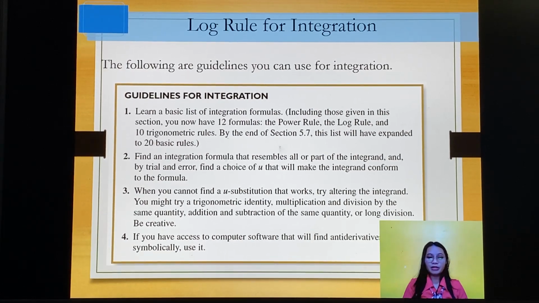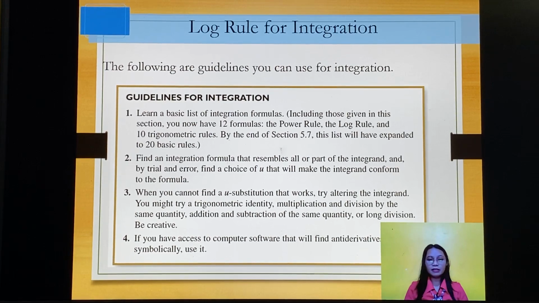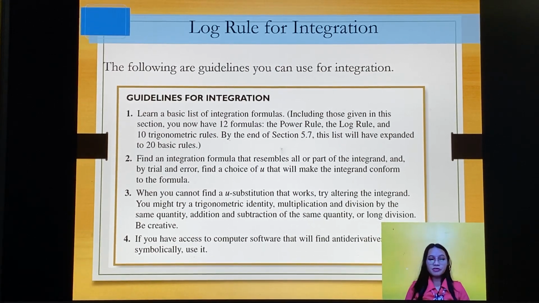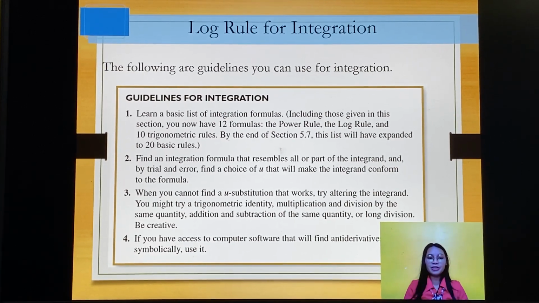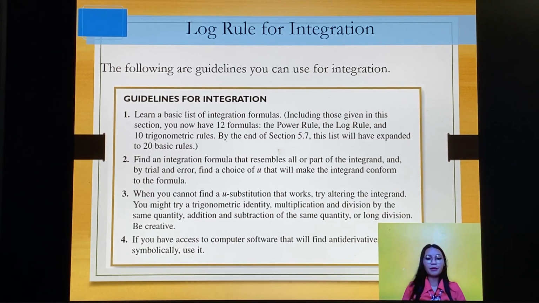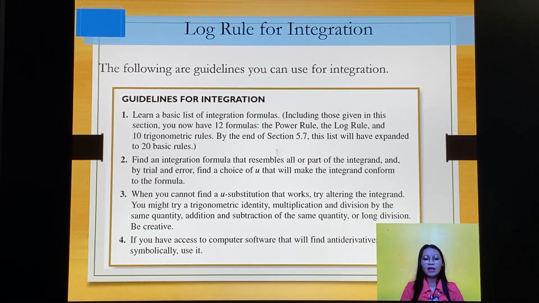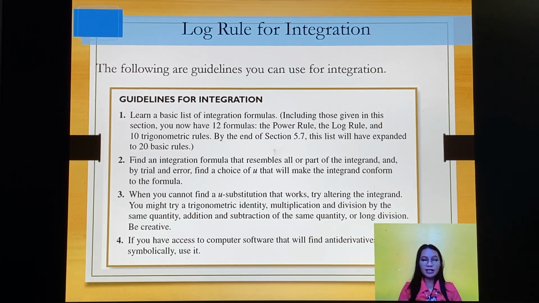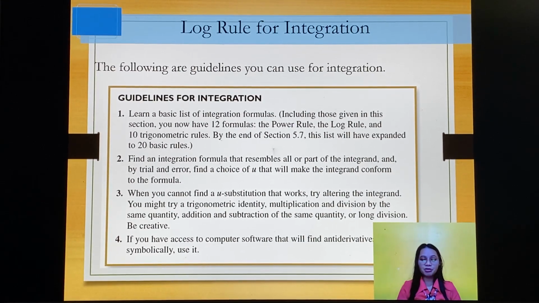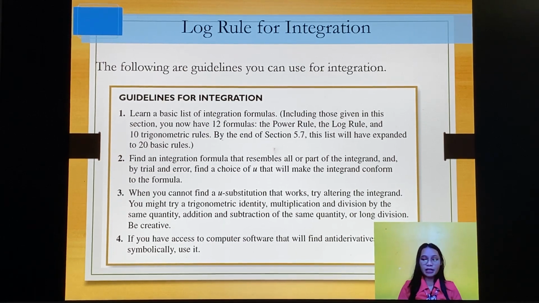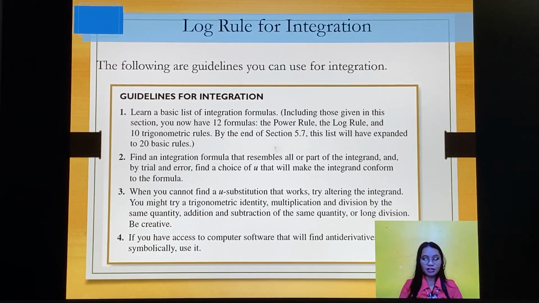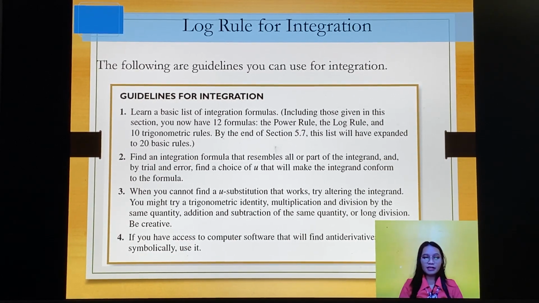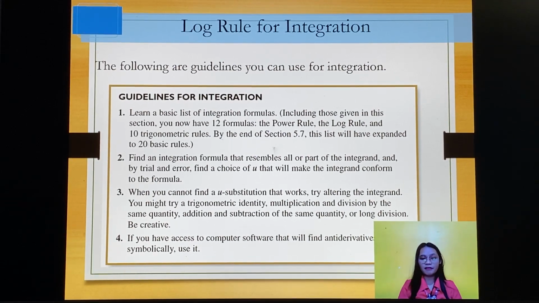Later I will show you the different trigonometric rules. We also have here: find an integration formula that resembles all or part of the integrand, and by trial and error find a choice of u that will make the integrand conform to the formula. When you cannot find a u-substitution that works, try altering the integrand. You might try a trigonometric identity, multiplication and division by the same quantity, addition and subtraction of the same quantity, or long division. Be creative. If you have access to computer software that will find antiderivatives symbolically, you can also use it.